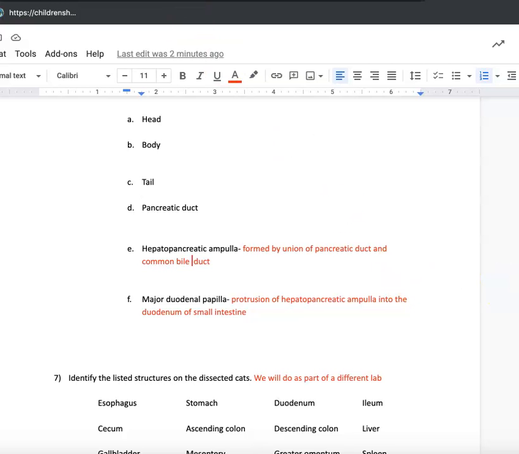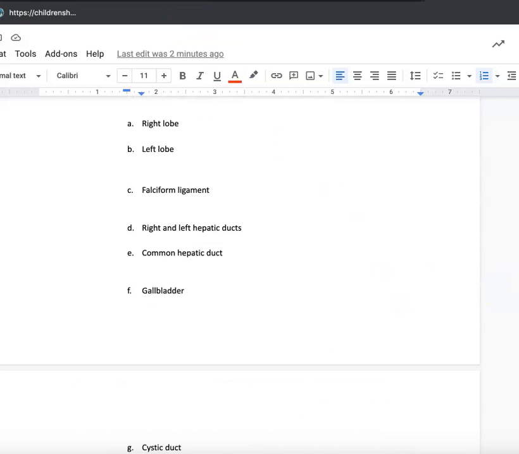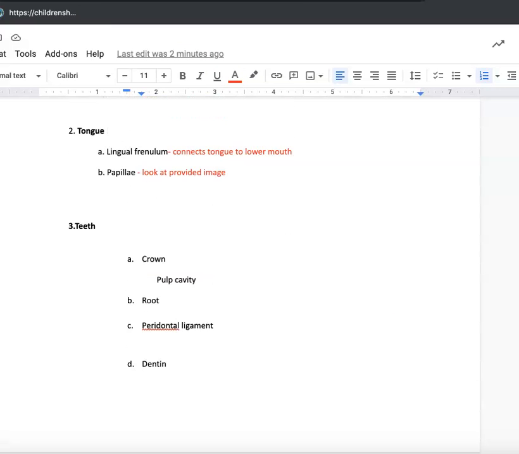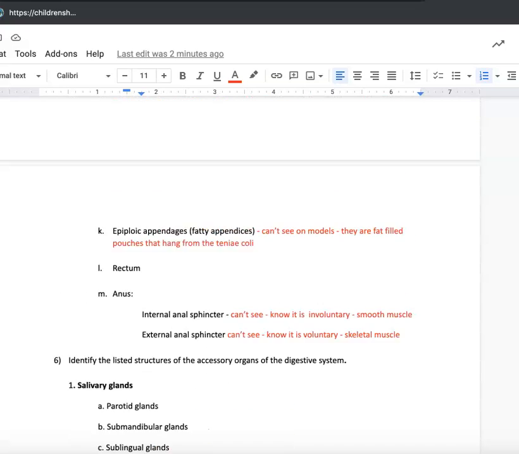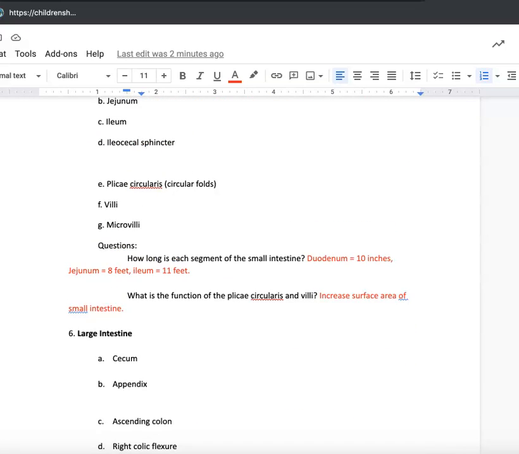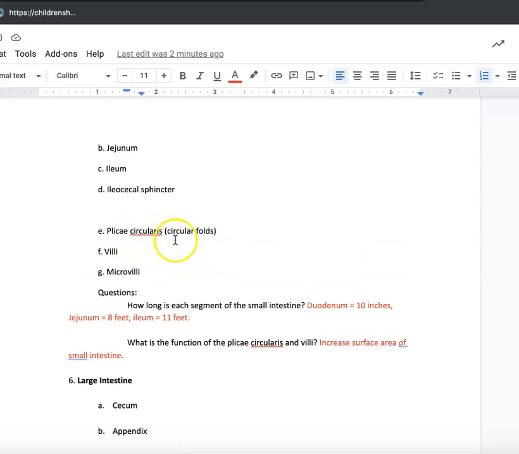So let me show you on this so you know what I'm talking about. If I'm going the right way. We hope I am. Yeah, so you got plica circularis, these circular folds, have villi, have microvilli, and then what's the function of the plica circularis and villi? Increase the surface area of the small intestine to assist with digestion. Okay. All right.